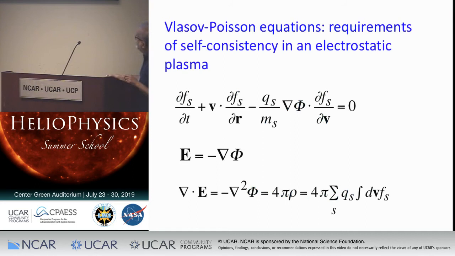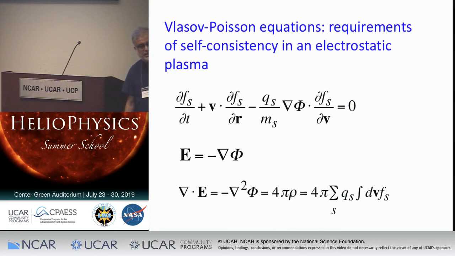The Maxwellian has no time dependence, so this term goes to zero. It has no r dependence, so this term is also zero. And it has no electric field in the beginning, because a Maxwellian by itself doesn't separate charges. So it rigorously satisfies the Vlasov equation.